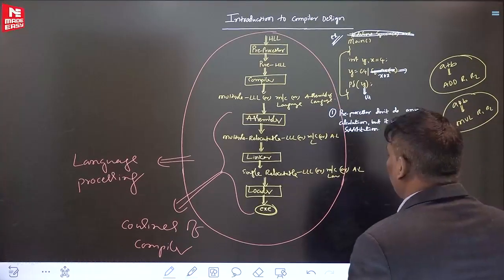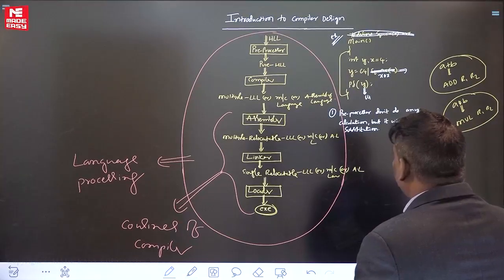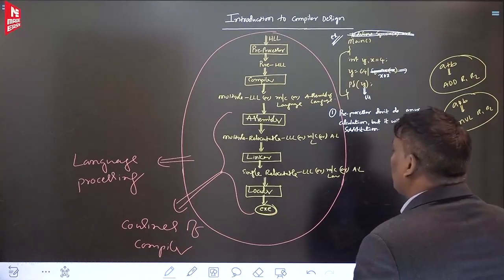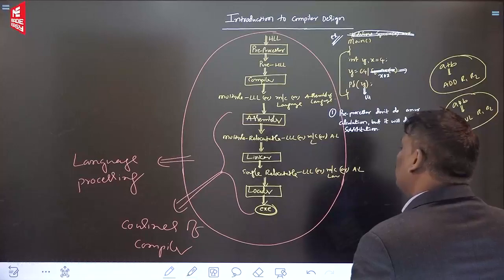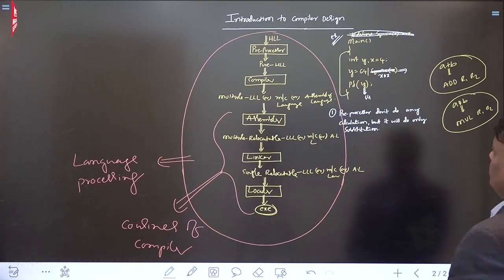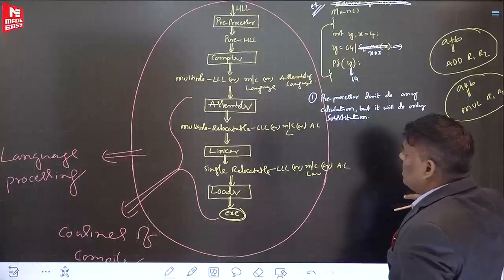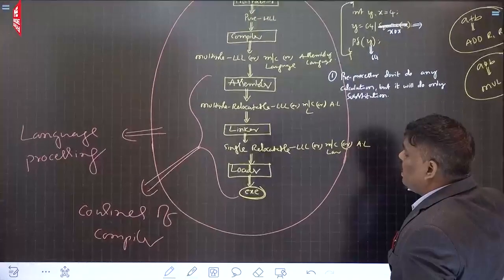If you do that, a lot of time will be saved. While loading, if something is missing, you have to come back and link again. I think this may not be a good idea. First link, then go for loading. So see this one. Listen, until now I discussed how language processing will be done.